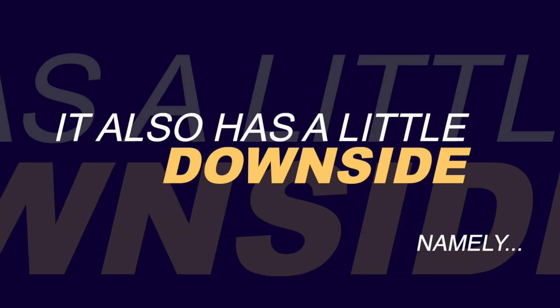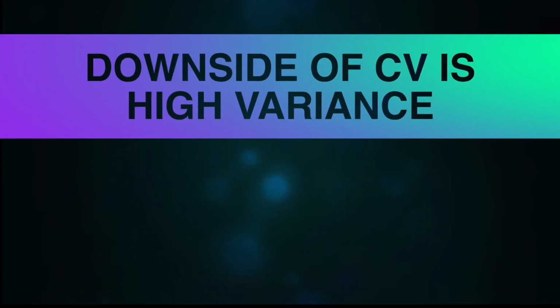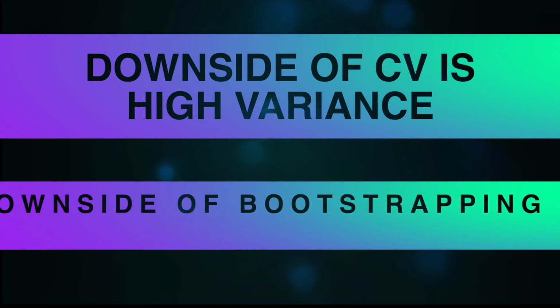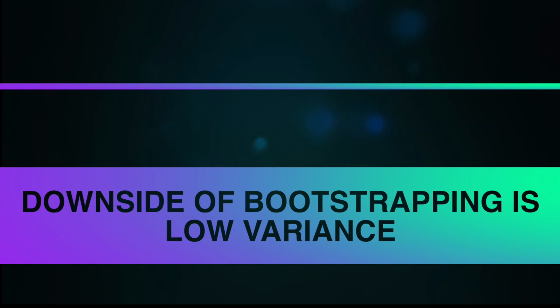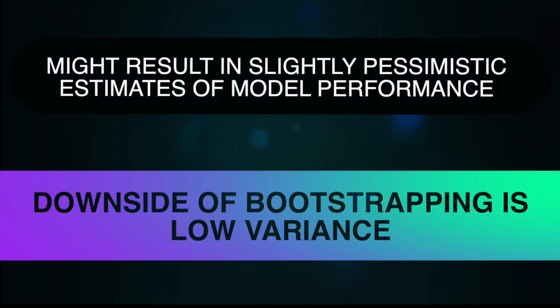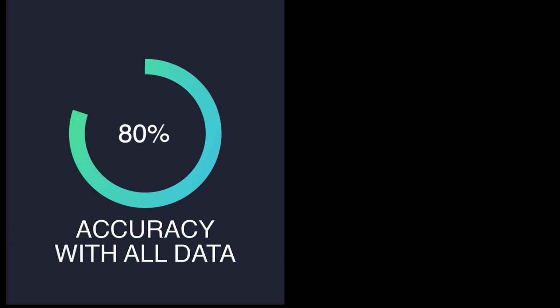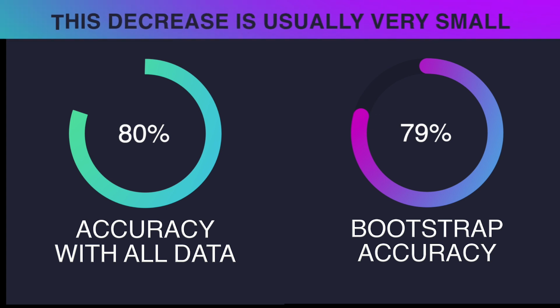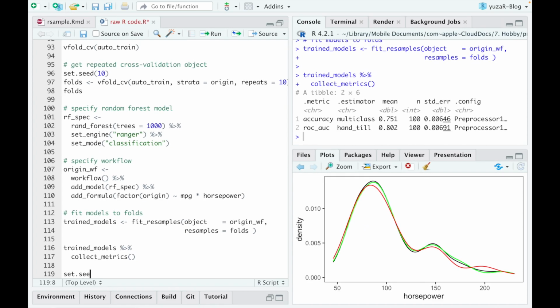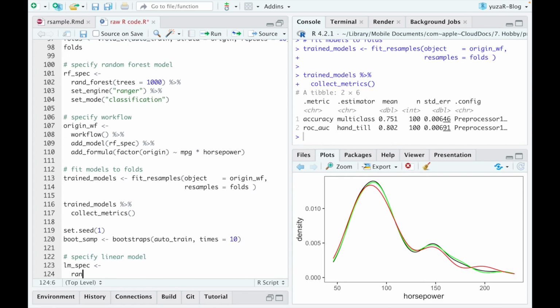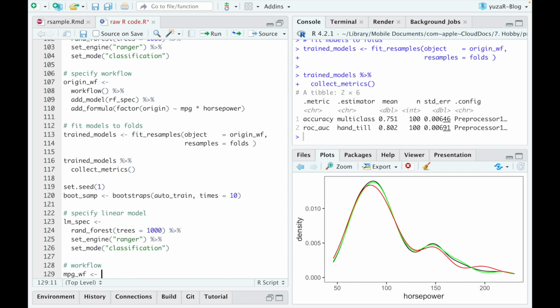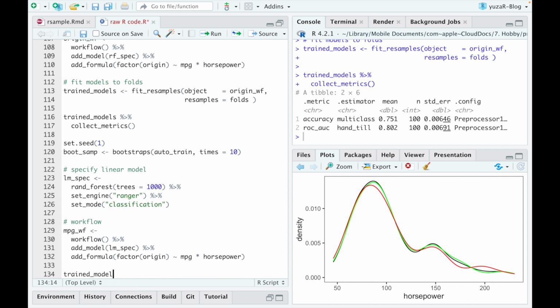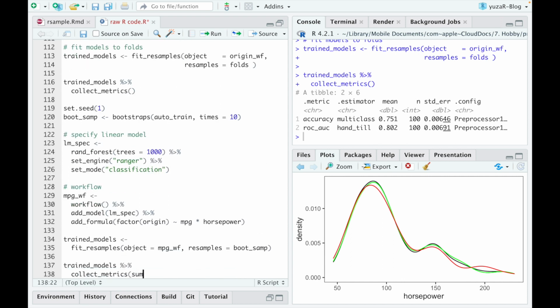But as cool as bootstrap resampling is, similarly to cross-validation, it also has a little downside. And while a little downside of cross-validation is high variance, a little downside of bootstrap resampling is low variance, which might result in slightly pessimistic estimates of model performance. For example, if model accuracy with all data is 80%, the bootstrap resampling would show the accuracy to be below 80%. However, this decrease in accuracy is usually really small, and I personally prefer my estimates to be rather conservative and realistic, as opposed to overly optimistic, in order to avoid false positive results. So I think slightly conservative estimates can also be seen as a small advantage of bootstrap.